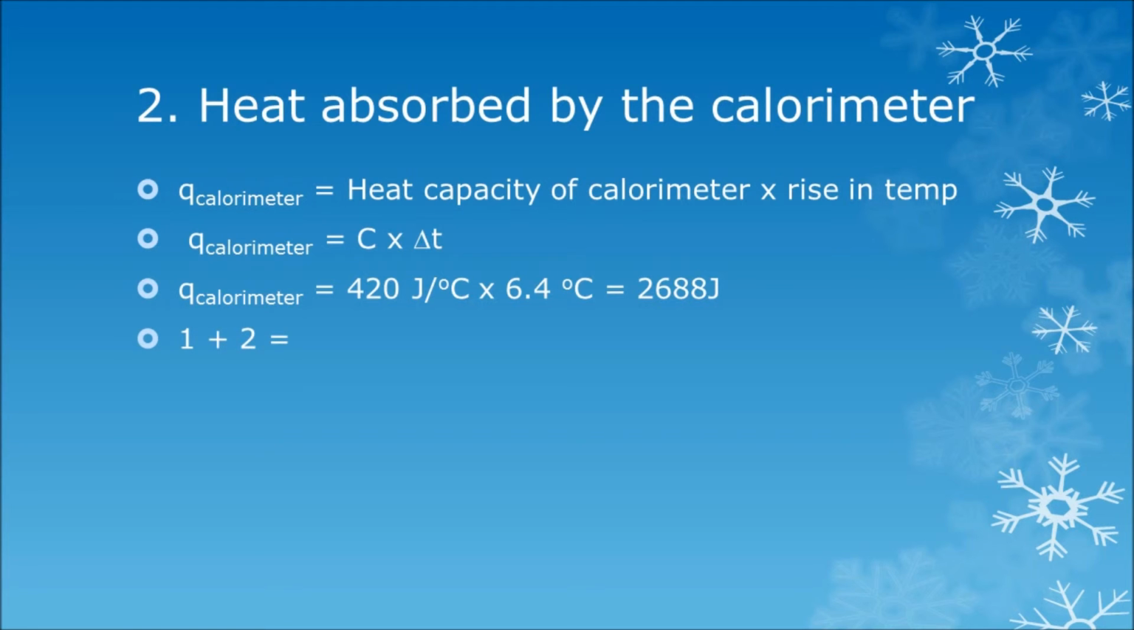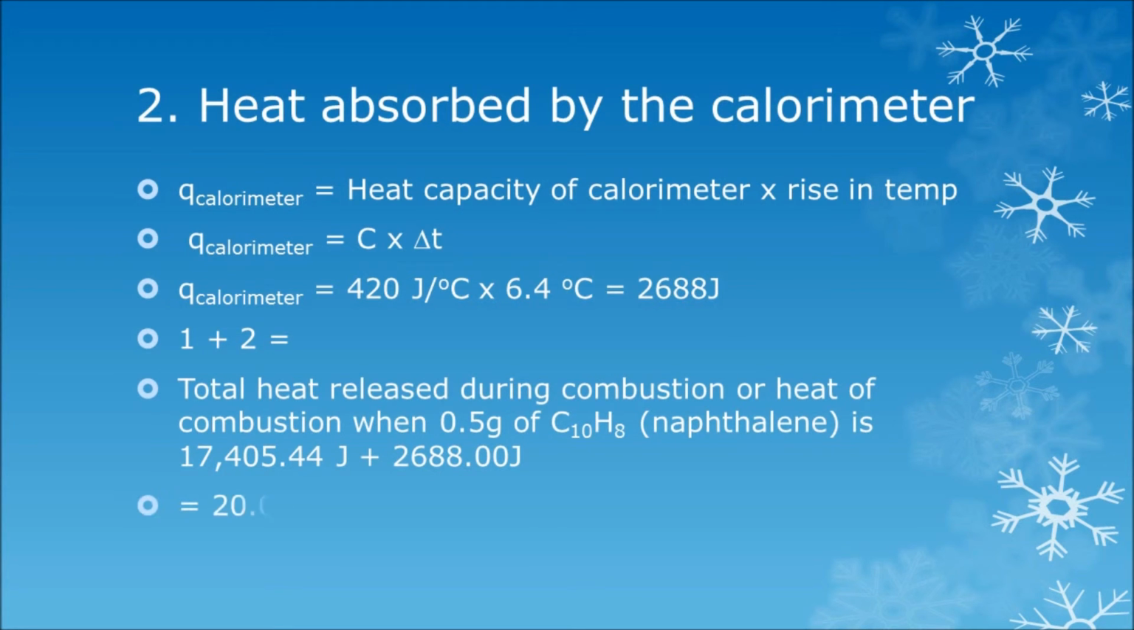So adding up equation 1 and 2, or the values from the heat energy absorbed by water and the calorimeter, we have a total value of 20.093 kilojoules. I have converted the joules to kilojoules by dividing the total joules by 1000. Kilo is 1000. So the total amount of energy absorbed by water and the calorimeter together is 20.093. Obviously, this amount of heat energy is coming from the combustion reaction that has taken place in it.